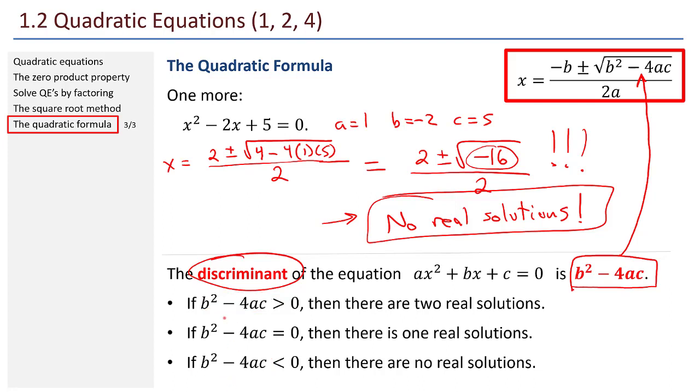So even before going through the whole quadratic formula, if you wanted to, you could just look at this number, b squared minus 4ac, and determine yes or no whether there are solutions, and if there are solutions, whether there's one or two solutions. All right, this is the end of 1.2 quadratic equations, and we will do more practice in class.